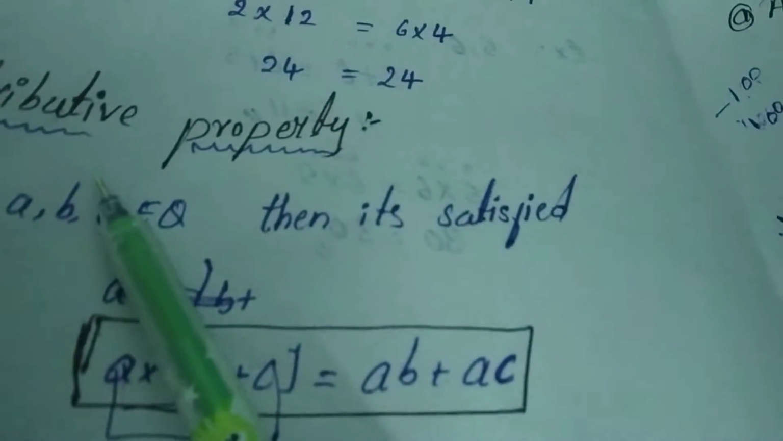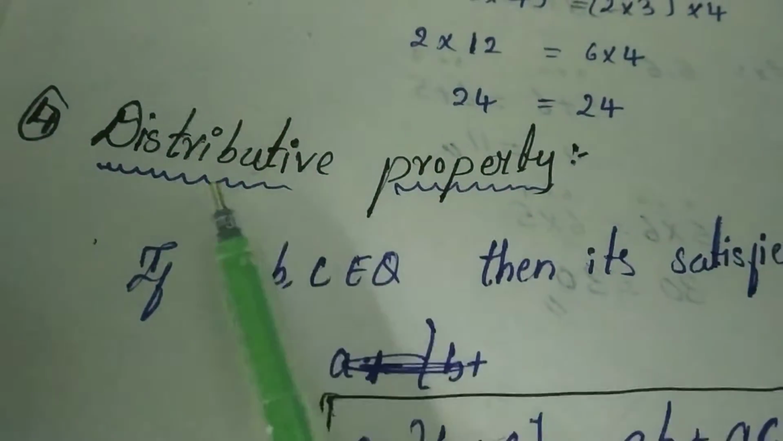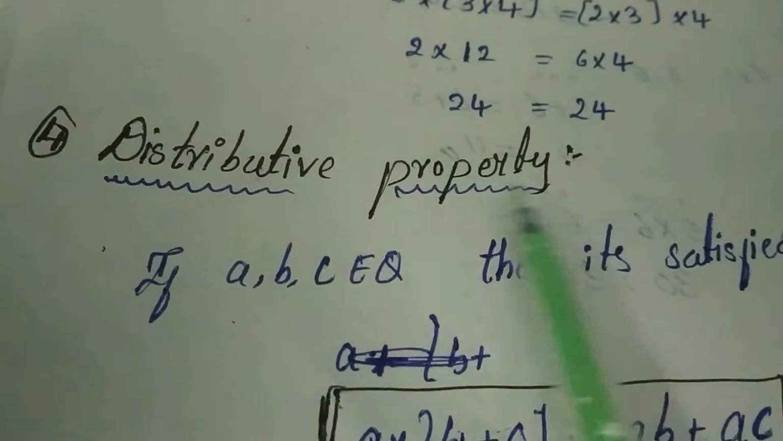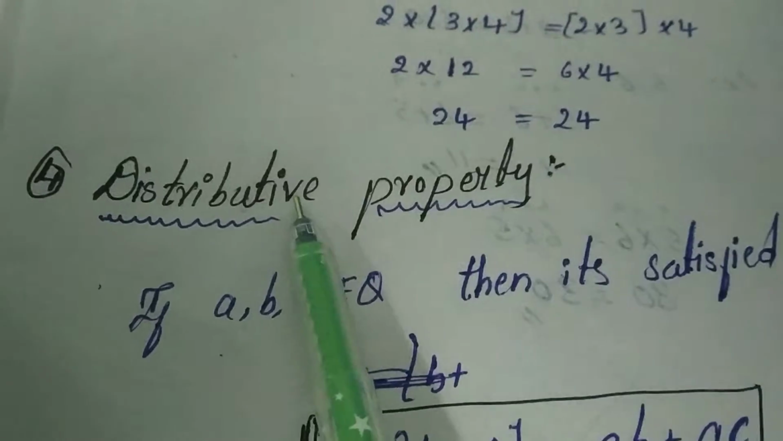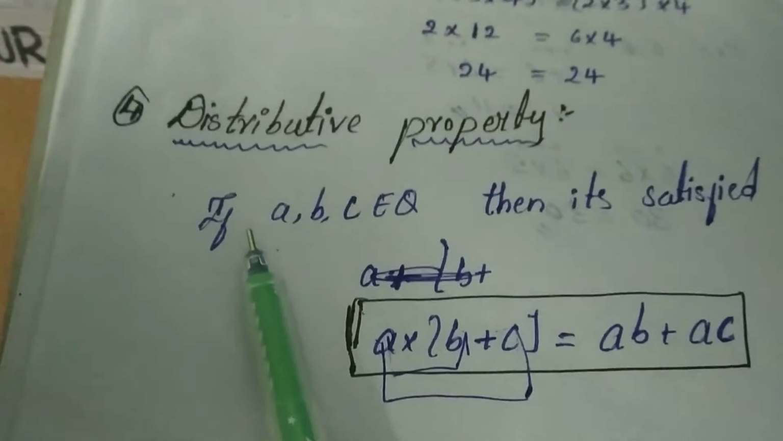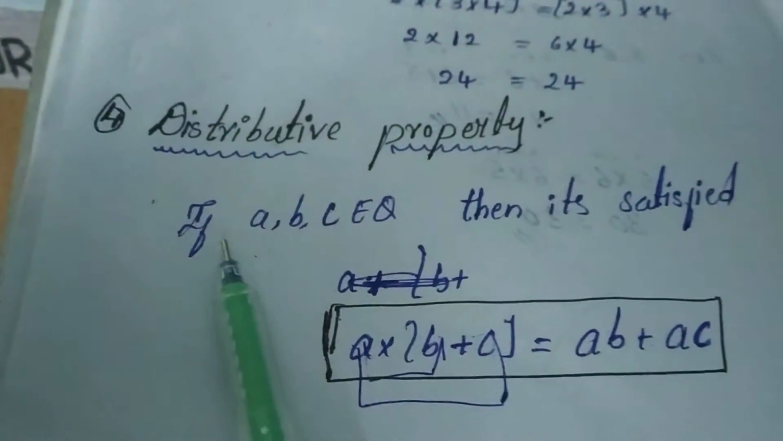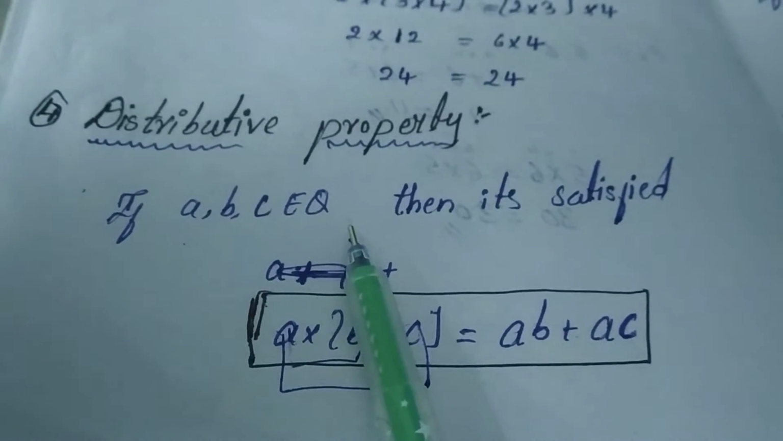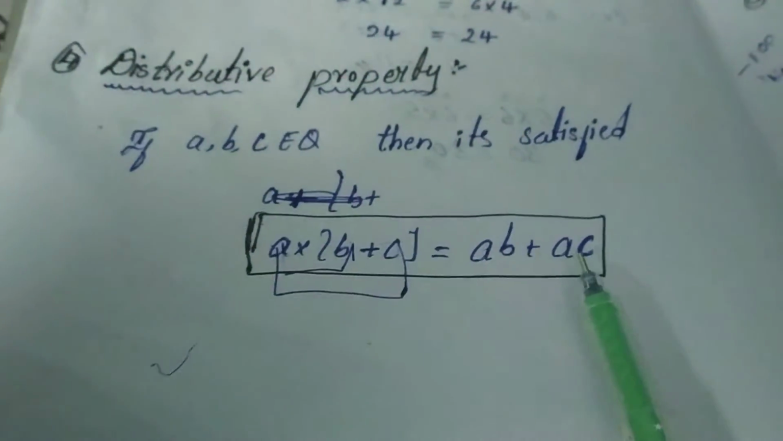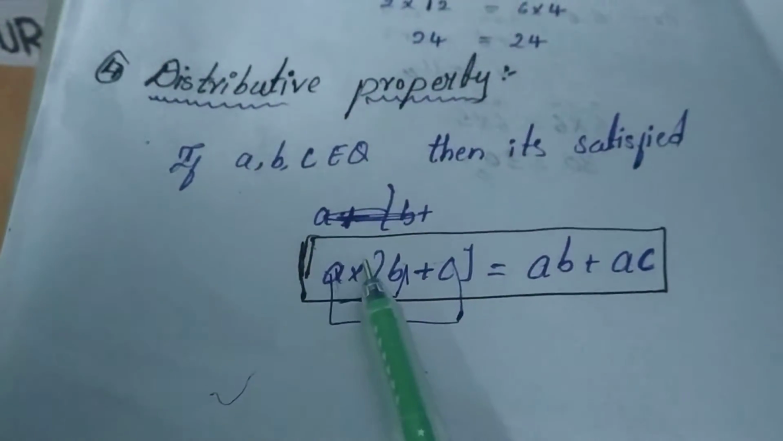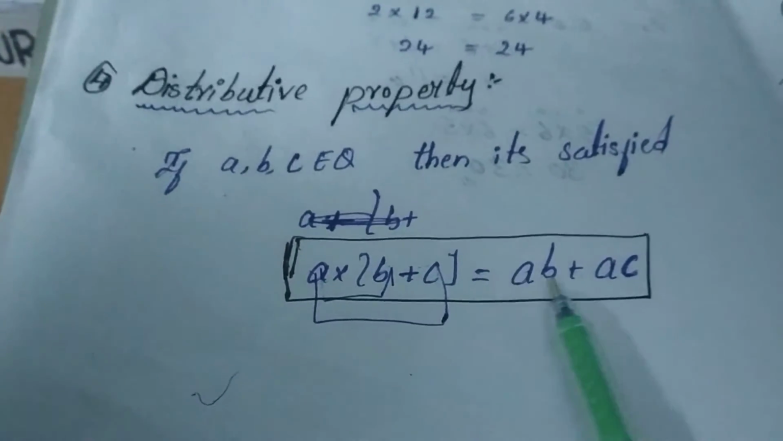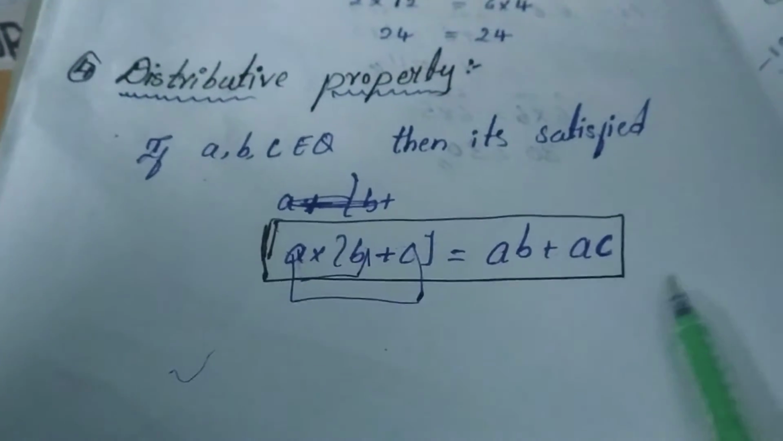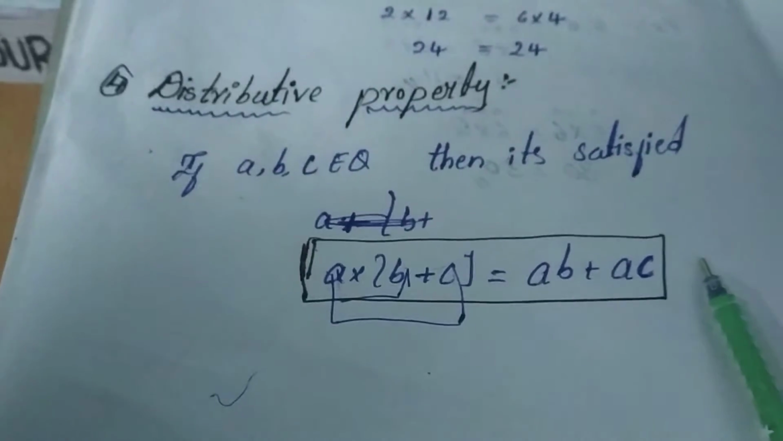Okay, we have the fourth. What is the fourth one? It is the distribution property. We also call it the distribution law. If a, b, c belong to Q, then it satisfies the given condition. What is the condition? a into (b plus c) is equal to a b plus a c. It is a very important condition. This is called the distribution law.